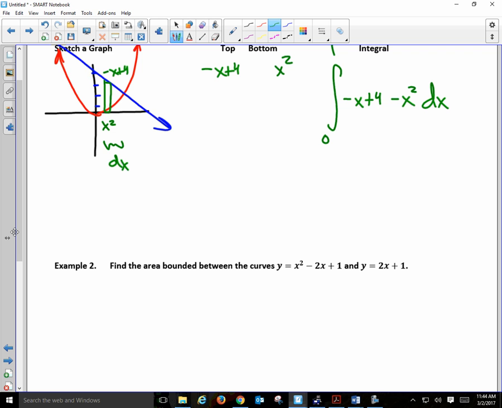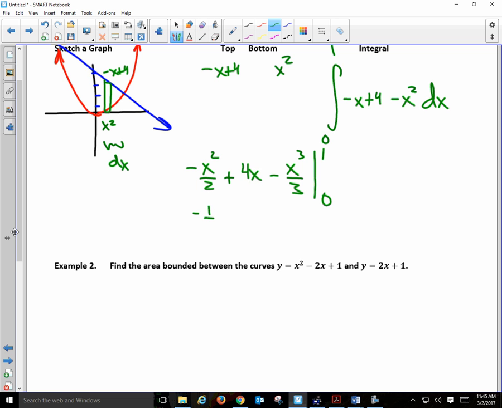So I take the antiderivative. What's the antiderivative of negative x? Negative x squared over 2. What's the antiderivative of 4? 4x. What is the antiderivative of negative x squared? We're going to evaluate from 0 to 1. If you plug in 0, you get 0 in this situation. So I just have to plug in 1.